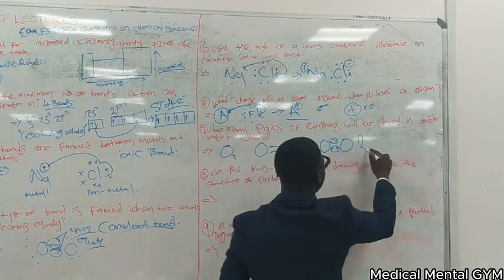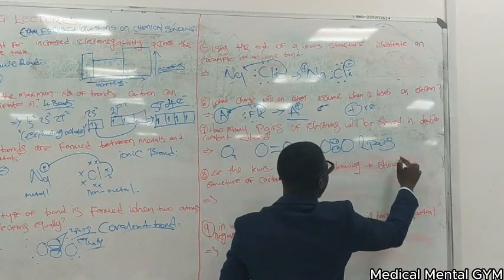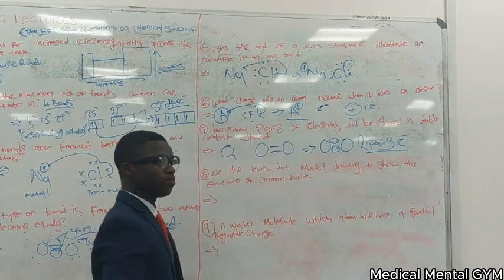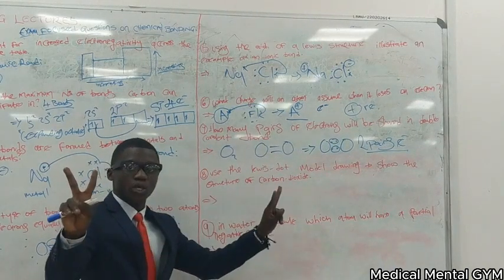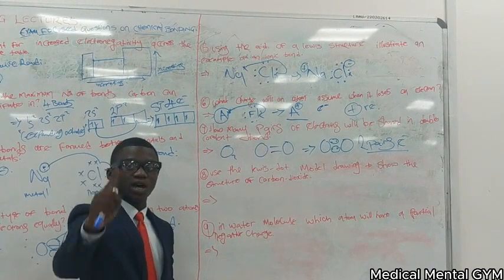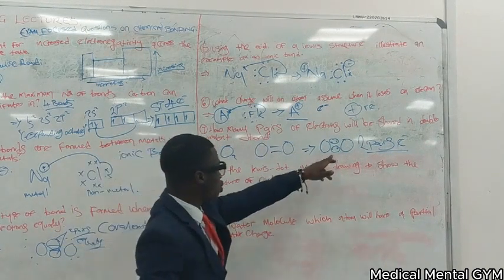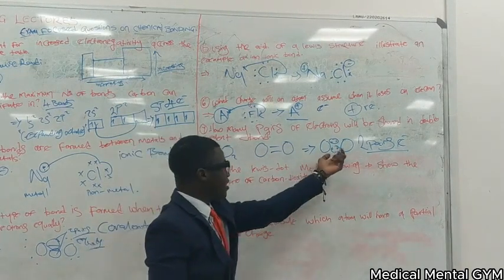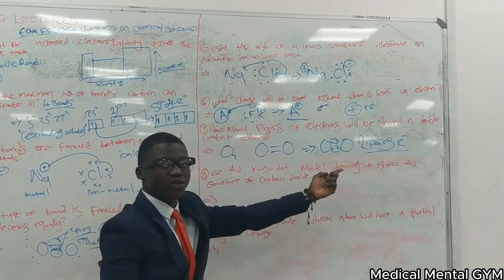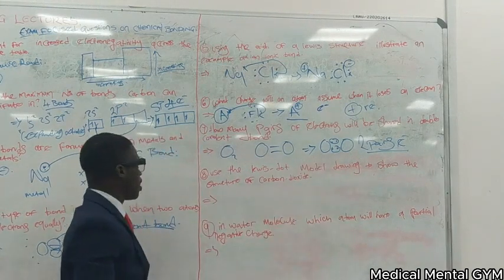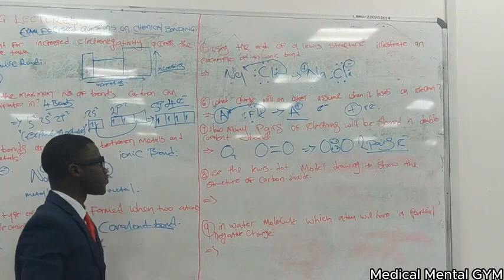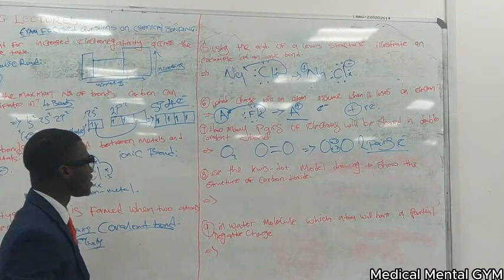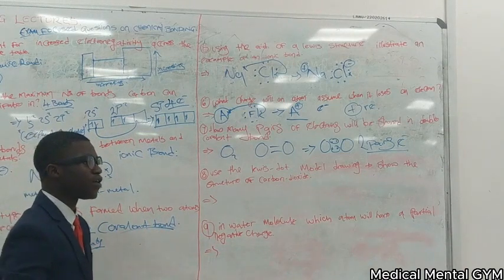So we have 2 pairs of electrons shared in a double bond, because each bond possesses 2 electrons, and 2 electrons call for 1 pair. So 4 electrons call for 2 pairs. Hence, this double bond has 2 pairs of electrons that facilitate it. Let's go to question number 8. Use the Lewis dot model drawing to show the structure of carbon dioxide.